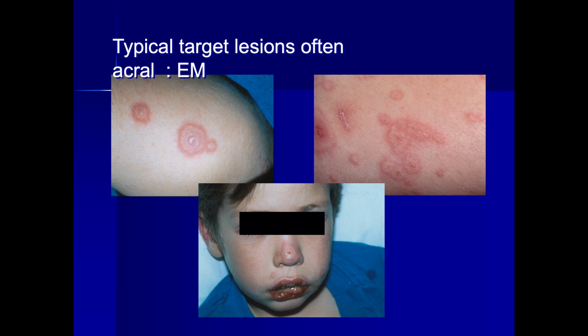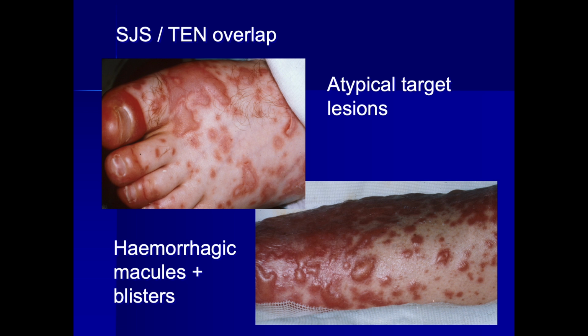Stevens-Johnson syndrome is erythema multiforme, usually with mucosal lesions as well. So you tend to get a severe conjunctivitis, a mucositis of the mouth, and genital blistering and ulceration as well. Stevens-Johnson syndrome may then overlap into toxic epidermal necrolysis. So you can see that happening with more widespread atypical target lesions, which are blistering centrally, and sometimes these blisters will be hemorrhagic.